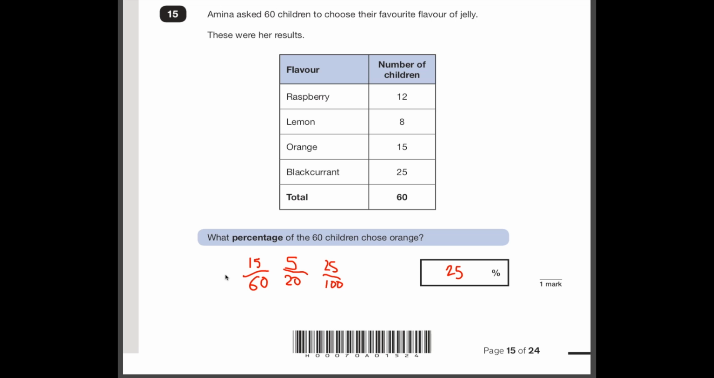You could have cancelled it down a different way. You could have divided it by 15. You could have done 15 divided by 15 is 1. 60 divided by 15 is 4. So that's 1 quarter, which is the same as 25 hundredths. You should know that 1 quarter is the same as 25%.